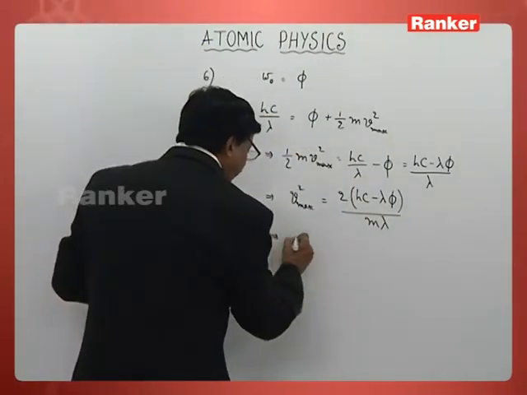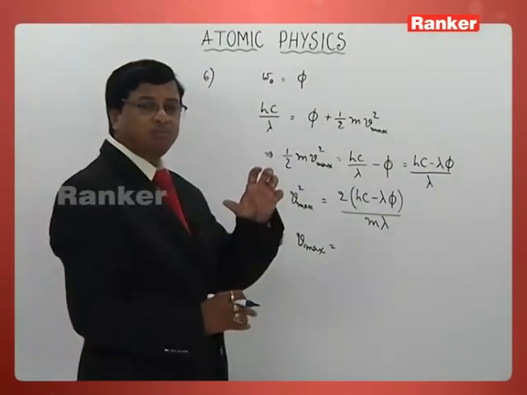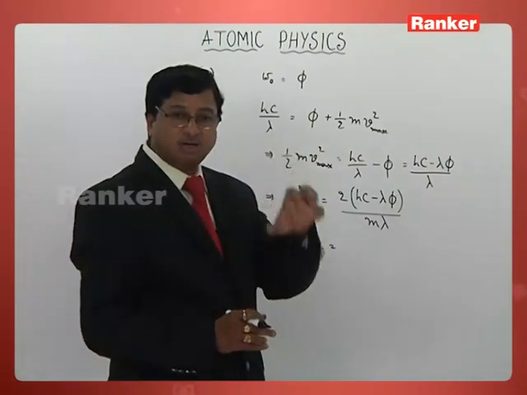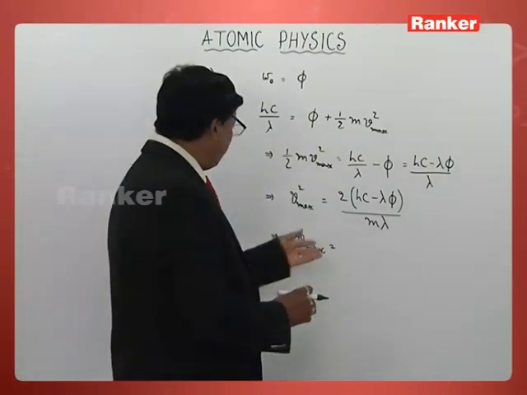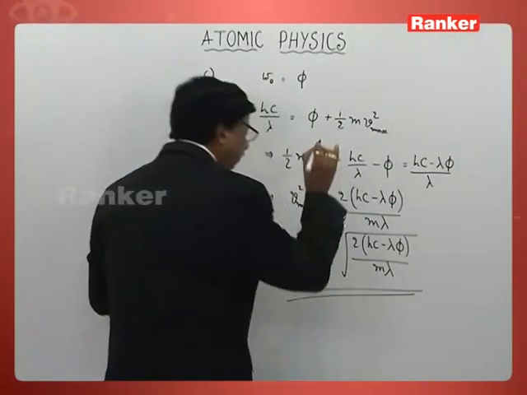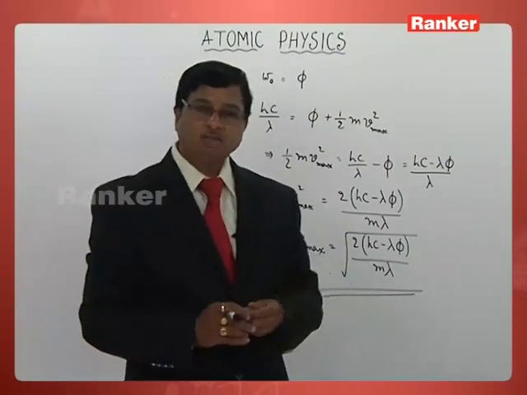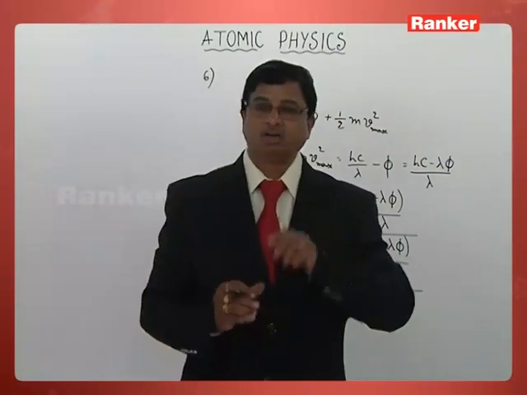And what is the next step? You can directly understand, that is our answer. The maximum velocity of the emitted photoelectron is what he is asking us. So V maximum now becomes square root of 2 into (Hc minus lambda phi) whole divided by m lambda. This is the equation for the maximum velocity of the emitted photoelectron.